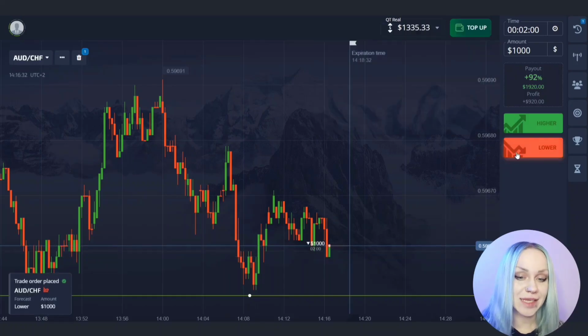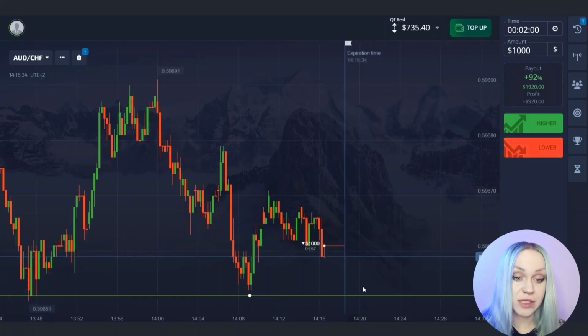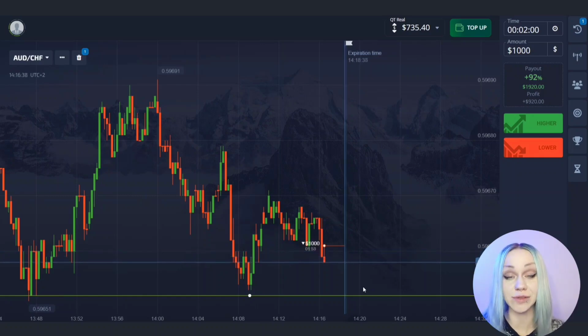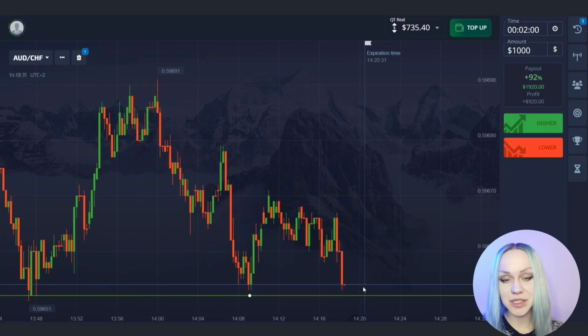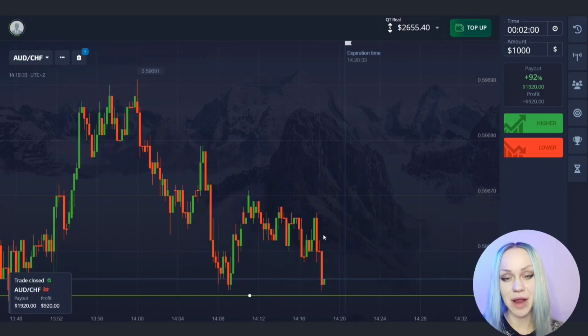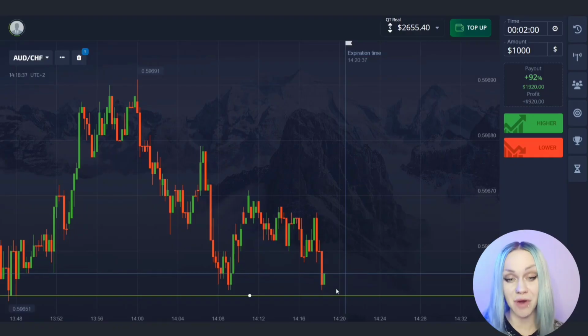I hope that in this case 2 minutes will be enough for us, and during this time the price will have time to get closer to the support level. So let's wait for the result. The price continued to move down, and here we make a profit. We were able to correctly predict 2 trades in a row again.